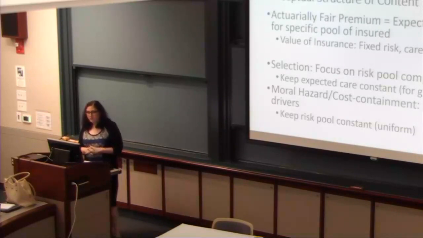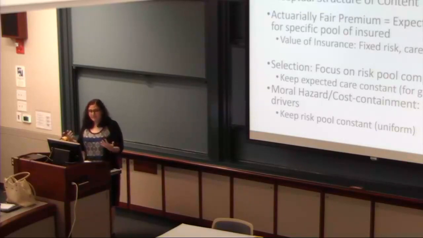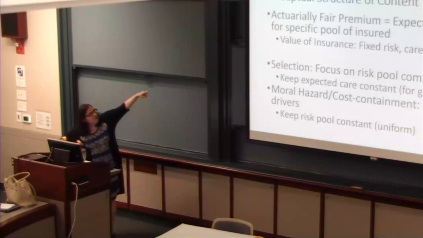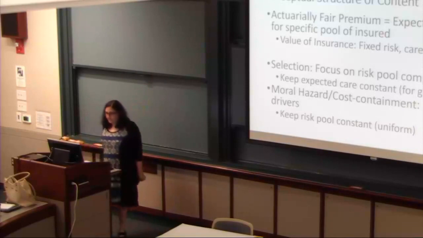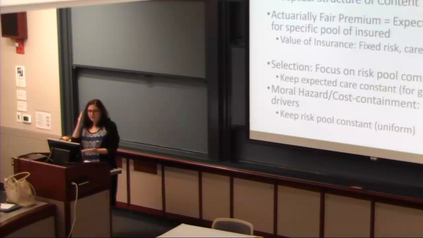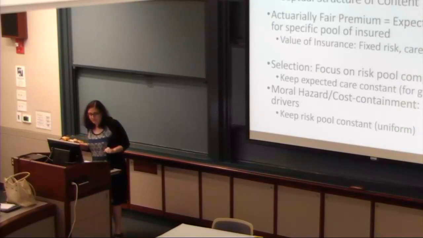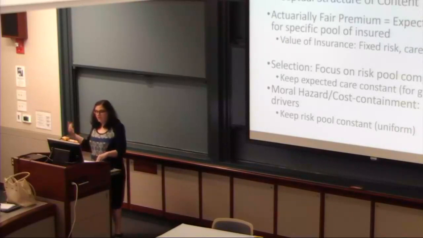I'm going to spend less time taking you through it, but you do have one example of how I use the same type of model I use for value of insurance with moral hazard or cost containment. So I'm focusing on choice of care and drivers of care. For that, I keep the risk pool constant. In fact, I just keep it uniform. We have one group of people, they're all the same initially. And then I'm focusing on what drives care choice.